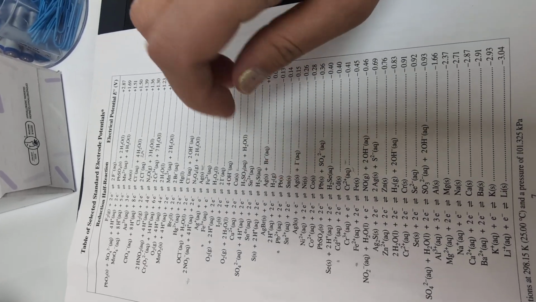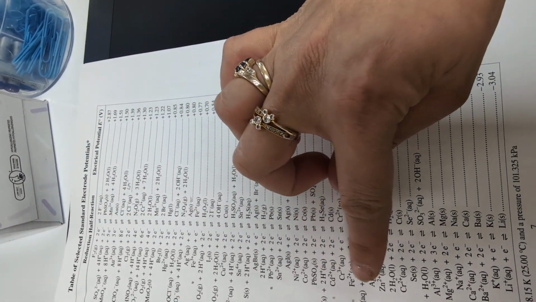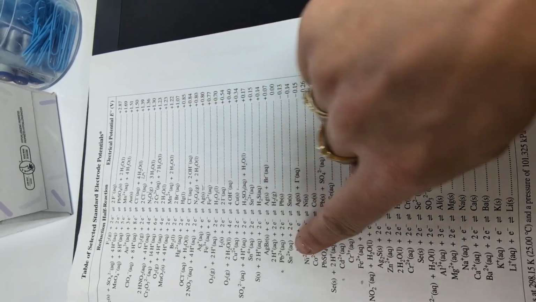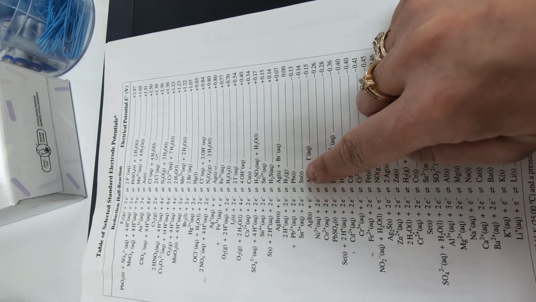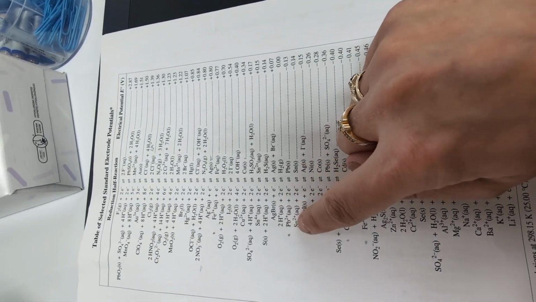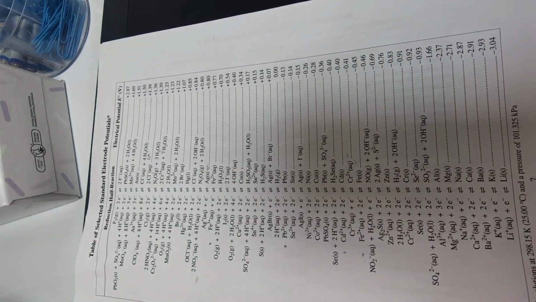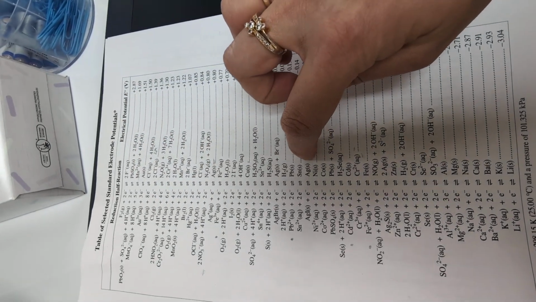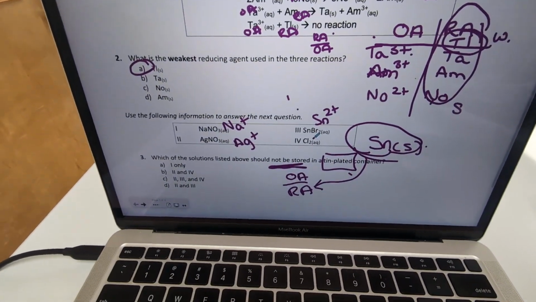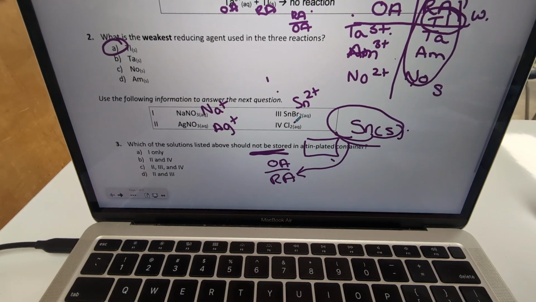Then you have tin 2 positive, so you might find it before me here. And of course, look, it's right here beside the solid. If it's beside each other on the table, it's not going to react. So tin can be stored in its own container, or the ion could be stored in its container. And now chlorine is way up here. Chlorine is above tin, so if it was in there, it would react. So your answer to this one would be 2 and 3, which is D.